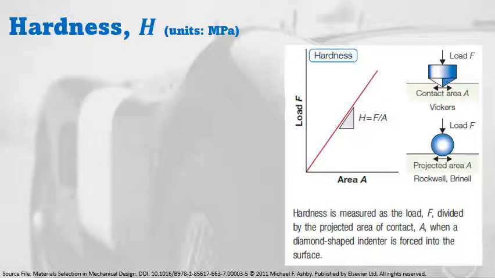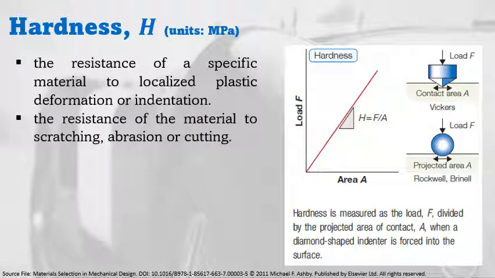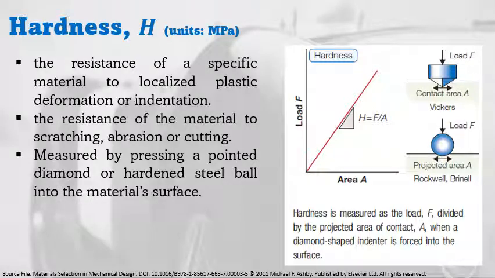Tensile and compression tests are not always convenient. A large sample is needed and the test destroys the material. That is why it is important to have another way to ascertain the property of the material using what we call the hardness. The hardness is the resistance of a specific material to a localized plastic deformation or indentation. The hardness test gives an approximate non-destructive measure of the strength. So it is also defined as the resistance of a material to scratching, abrasion, or cutting.